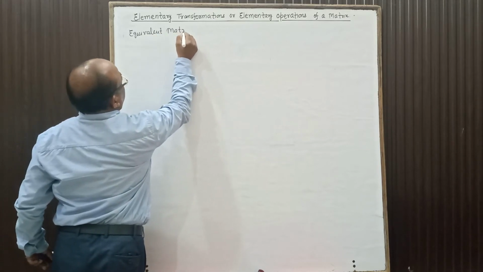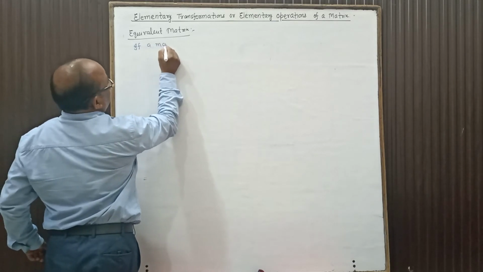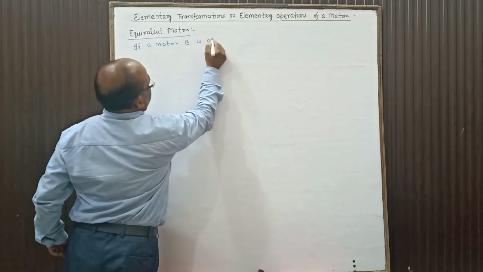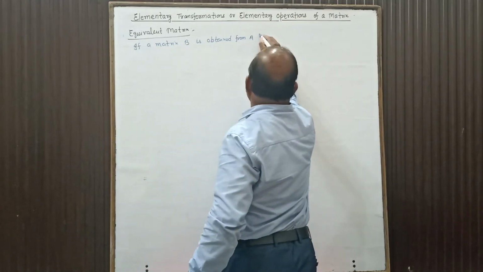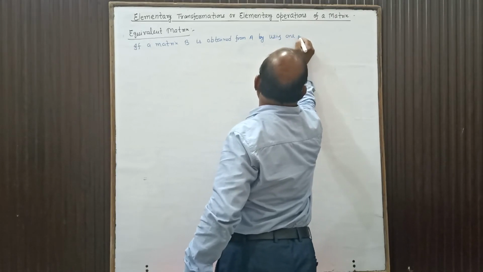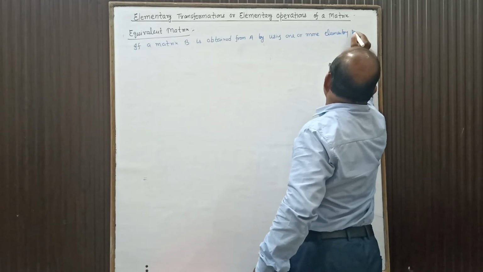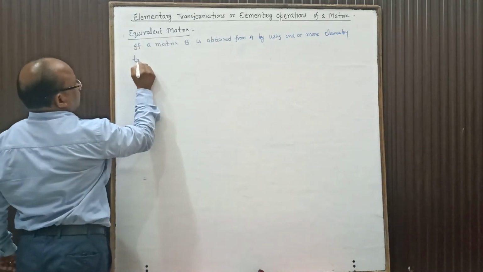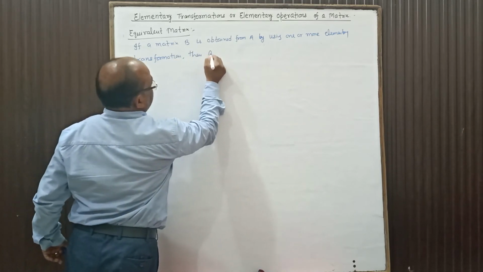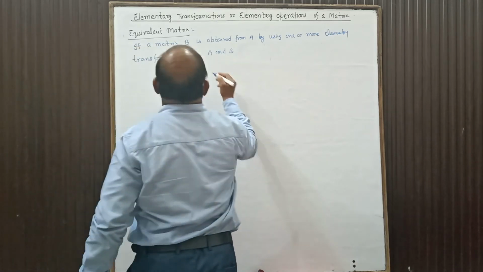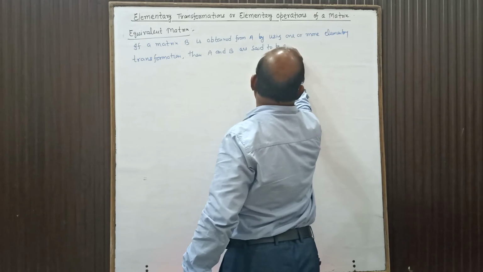Equivalent matrix. If a matrix B is obtained from A by using one or more elementary transformations, then A and B both are said to be equivalent matrices.